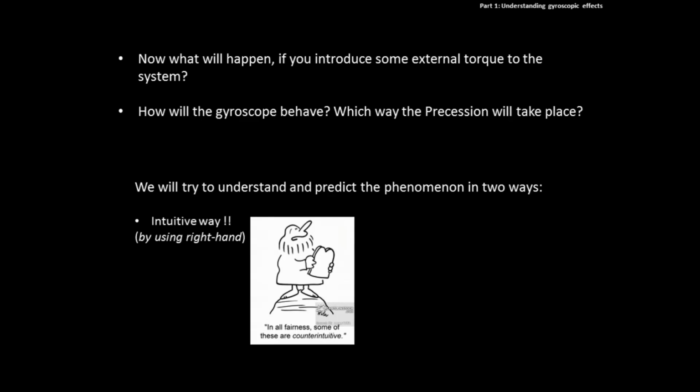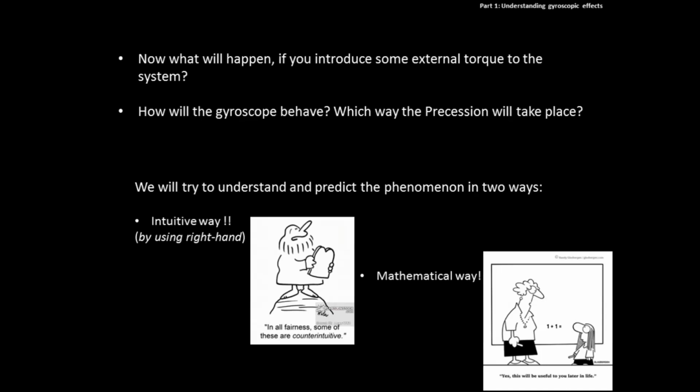Now we'll try to understand the phenomena in 2 ways. First way is the intuitive way. We'll try to predict the behavior of gyroscope by using our right hand. And then we'll understand in a proper way. Okay, so let's move on.